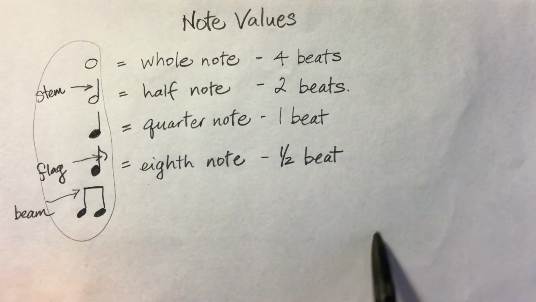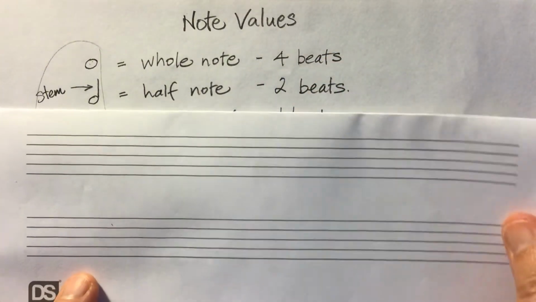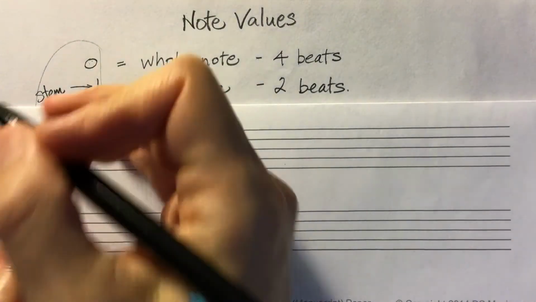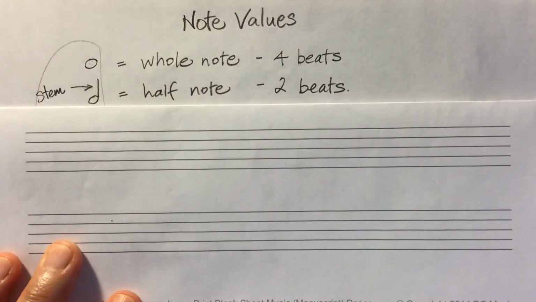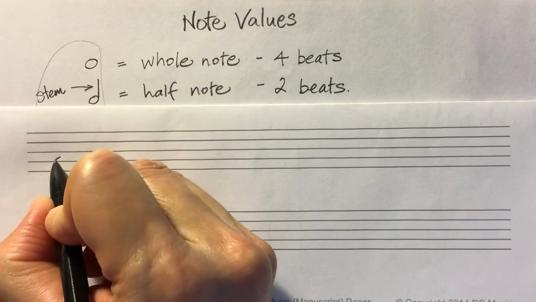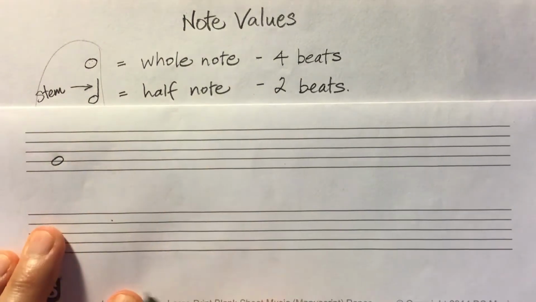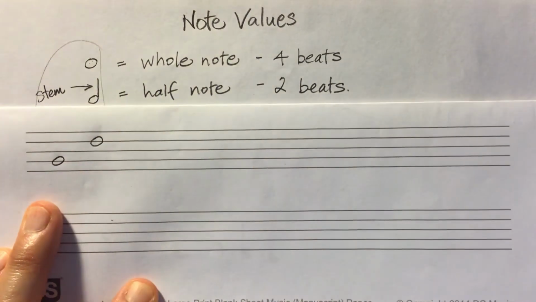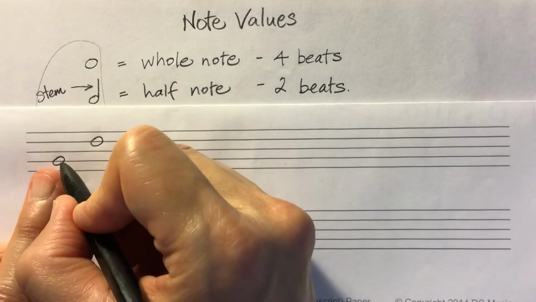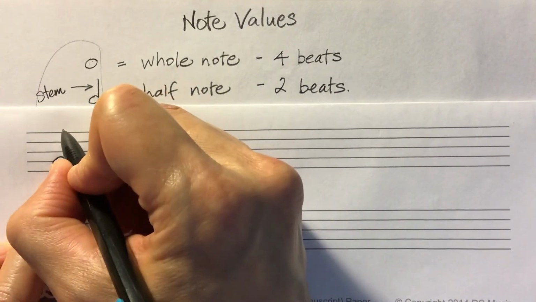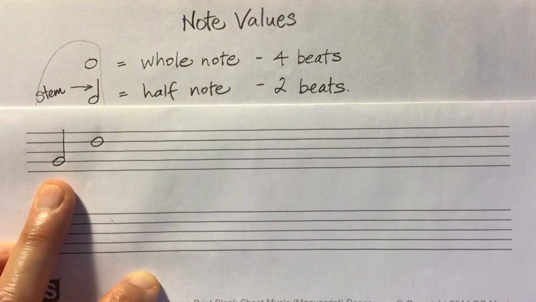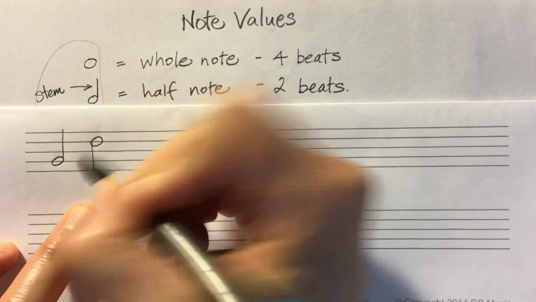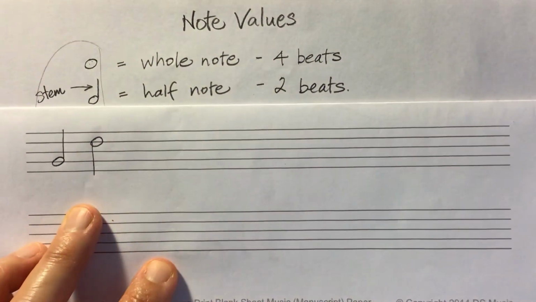Okay, we've got to talk a little bit more about how that works on the staff. I'm not even going to worry about a clef right now. I want to talk about the notes with a stem. So, I want to draw a half note. I'll just do it here and I'll do it here. This is what a half note on this placement of the staff will look like. And here, this is what the half note will look like if it's up here, higher up on the staff.